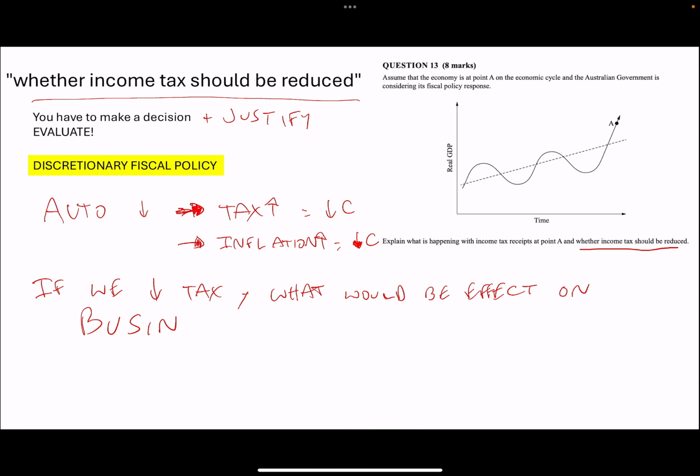As I'm writing this down, have a think through it. What would be the effect on the business cycle if we dropped the tax rates? Okay, if we drop tax rates, we put more money in people's pockets. Let's go back to AD. AD would see an increase in consumption.